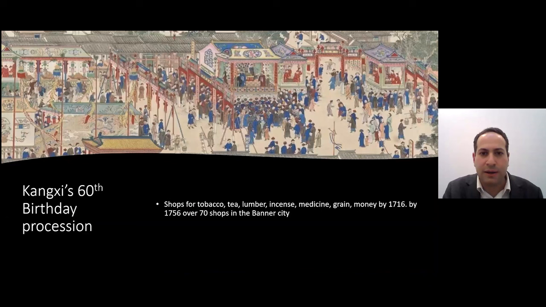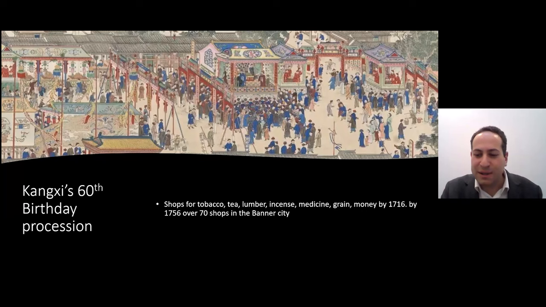And we see in a painting, Kangxi's 60th birthday procession, there are shops for tobacco, tea, lumber, incense, medicine, grain, and money by 1716. And this is in the inner city, the city dominated by the bannermen. Officially, the bannermen are these stoic warriors. They're not supposed to spend their time with luxury items, but they are getting a bit soft by this stage.